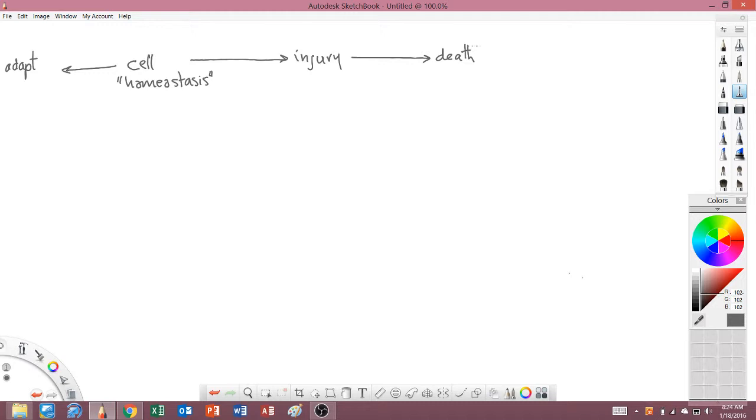The cell can adapt, great. The cell can get injured and recover, or get injured, never recover. Okay? All right. Now, adaptations are reversible. Number one, adaptations are reversible.